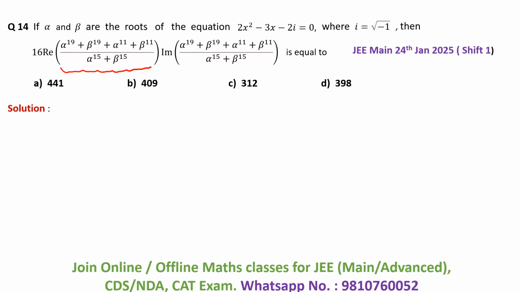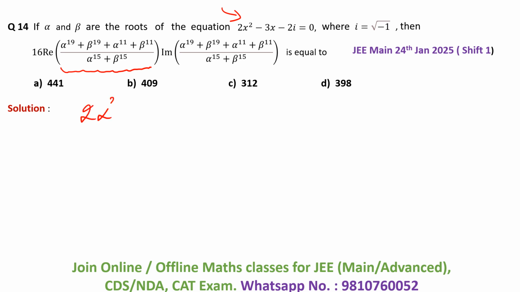Now most often students will try to find the roots of this equation, and this is a common mistake. Do not find the roots of this equation. You have to follow a different process. Just see how I do this. Since alpha and beta are the roots of this equation, they must satisfy this equation.